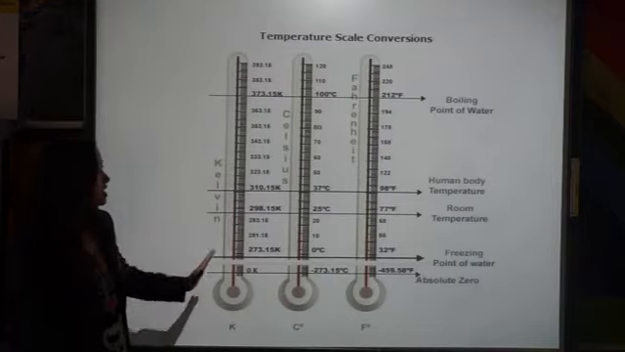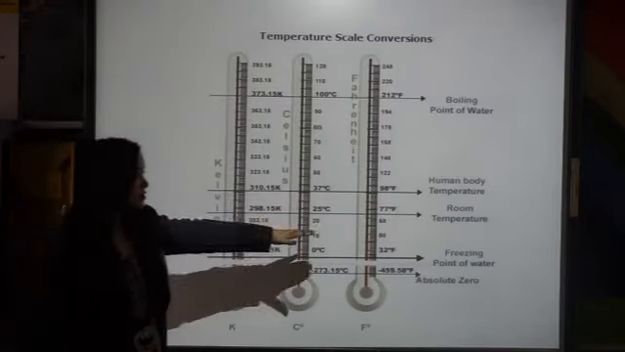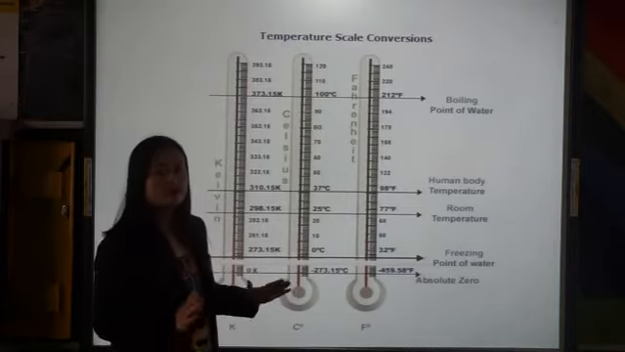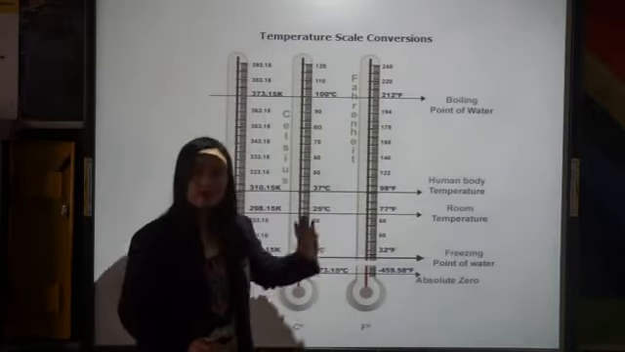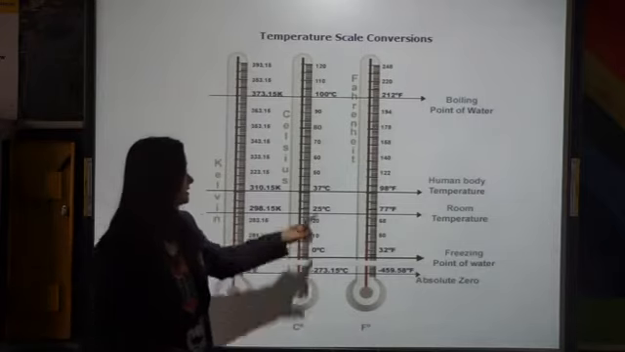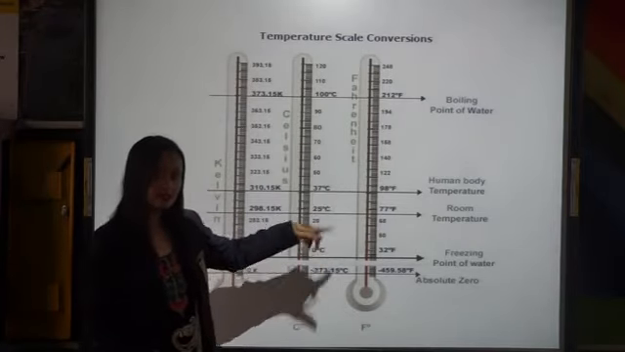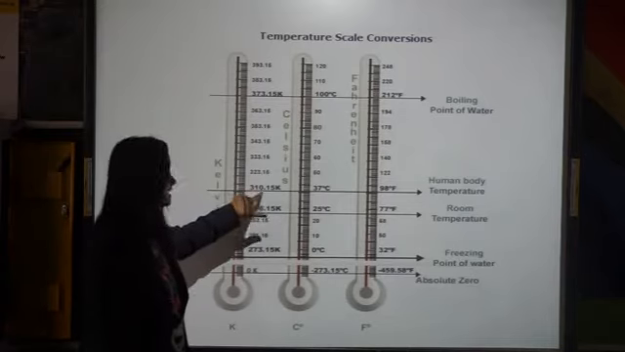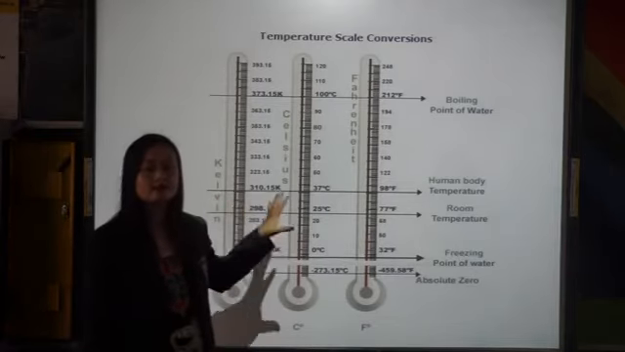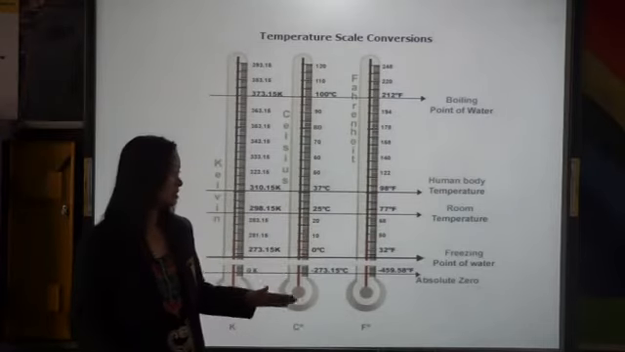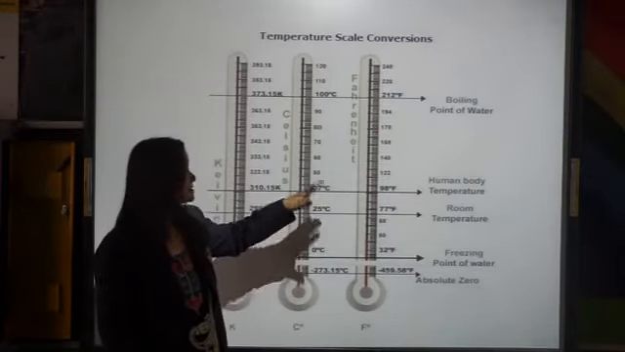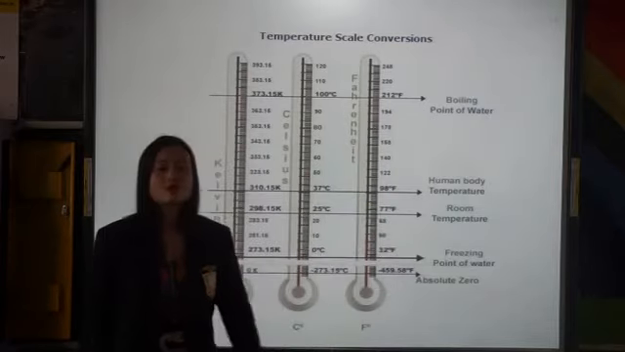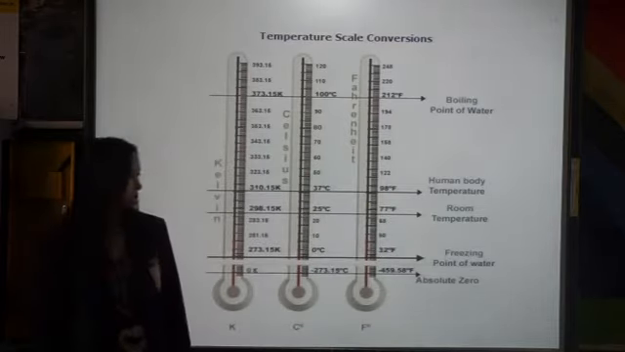Now we have the human body temperature also. What is the human body temperature? That is the normal temperature. In Fahrenheit scale, it's 98 degrees Fahrenheit. In Celsius scale, it is 37 degrees Celsius or 38 degrees Celsius also. And for Kelvin, it's 310. So 310 Kelvin is your normal body temperature, 37 or 38 degrees Celsius for Celsius scale, and 98 degrees Fahrenheit for Fahrenheit scale.